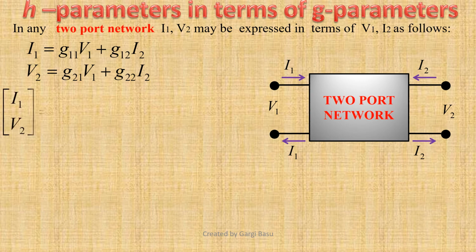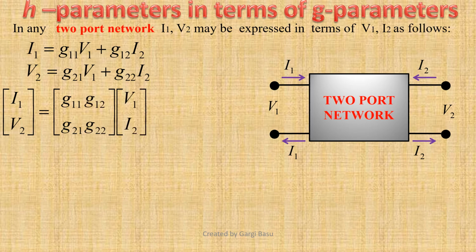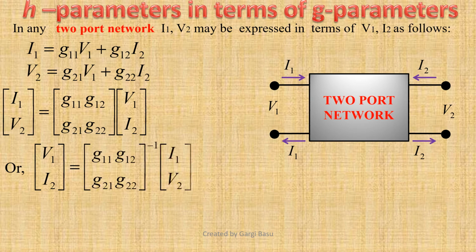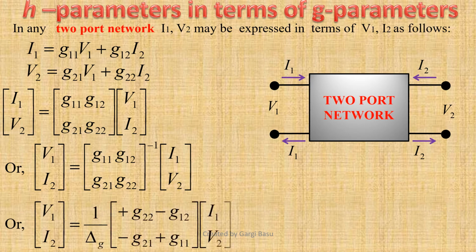Matrix of I1, V2 equals matrix of G11, G12, G21, G22 into matrix of V1, I2, or matrix of V1, I2 equals inverse matrix of G11, G12, G21, G22 into matrix of I1, V2. Or we can write matrix of V1, I2 equals 1 upon delta G into matrix of G22, minus G12, minus G21, G11 into matrix of I1, V2, where delta G = G11 G22 - G12 G21.